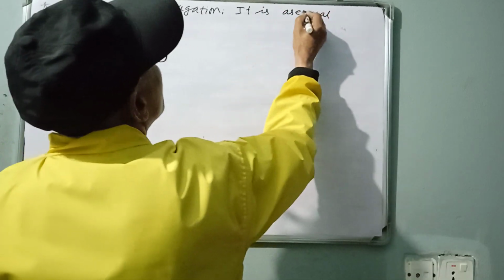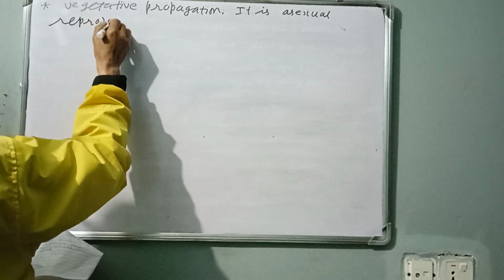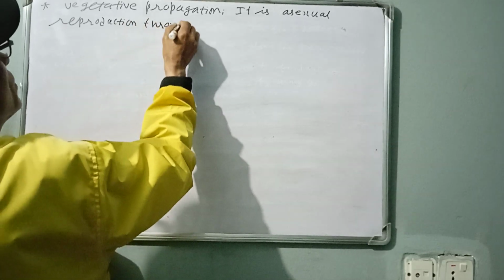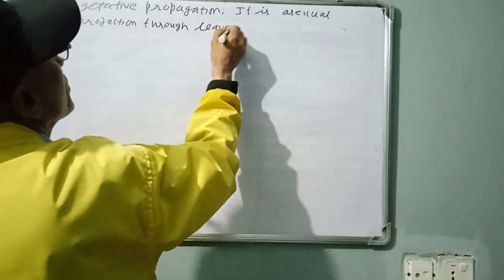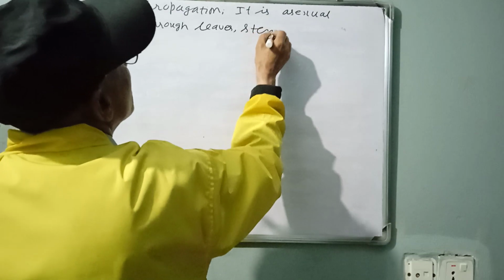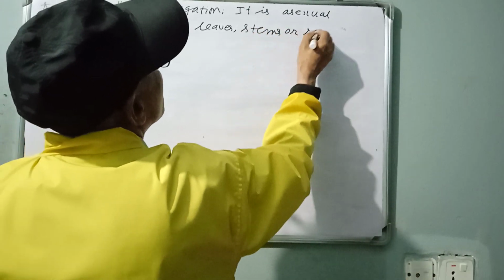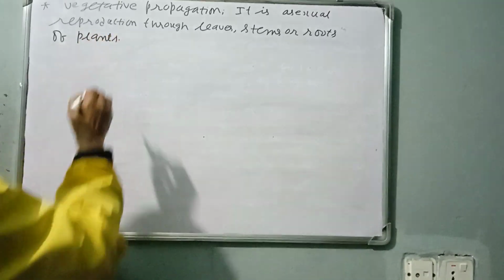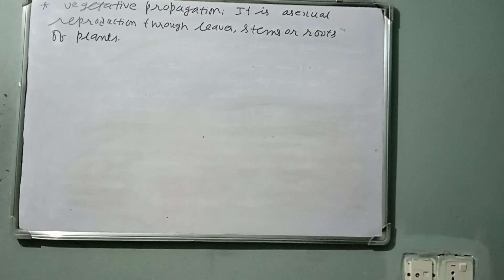asexual reproduction through leaves, stems, or roots of plants. It is asexual reproduction through leaves, stems and roots.